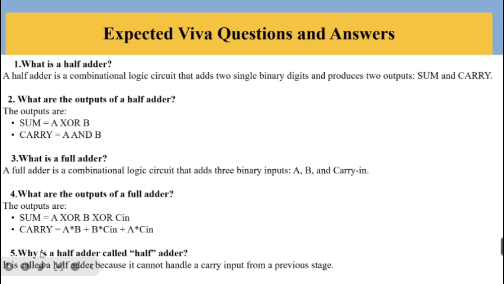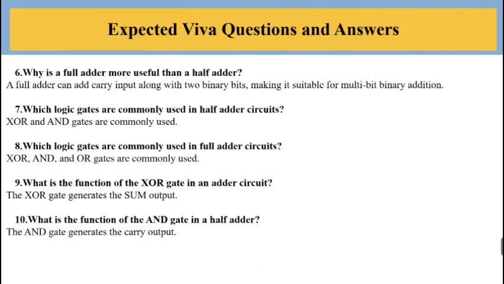Why is a half adder called a half adder? It is called a half adder because it cannot handle a carry input from the previous stage. Why is a full adder more useful than the half adder? A full adder can add a carry input along with two binary bits, making it suitable for multi-bit binary addition.